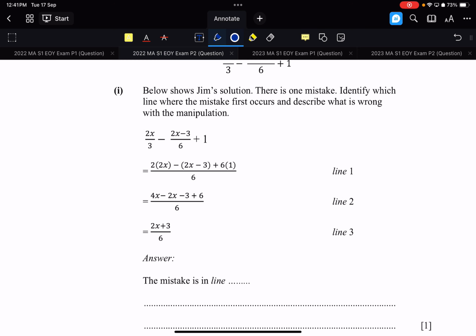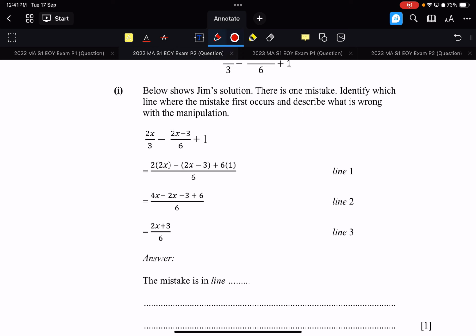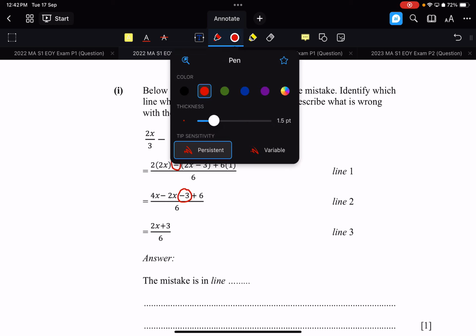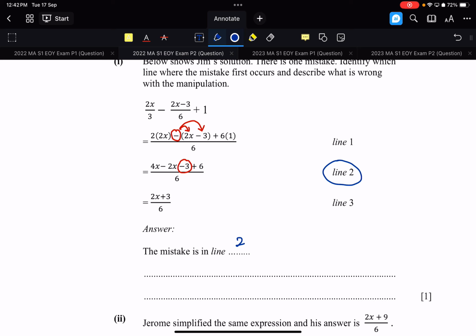What he did was he first of all made the denominator common. It looks fine. And then the mistake occurs over here. Let me put red so that you can see. We know that this should be distributed in, right? The negative needs to be distributed in. So negative 2x is okay, but this is incorrect. It should be a positive 3 there. So line 2 is where the error occurs. The mistake is in line 2, right?